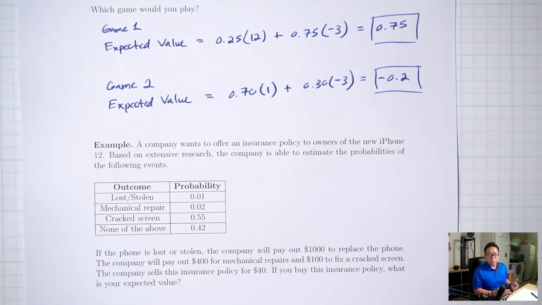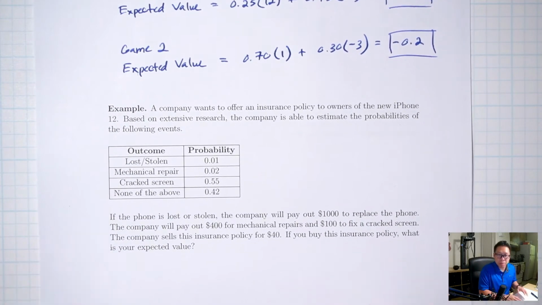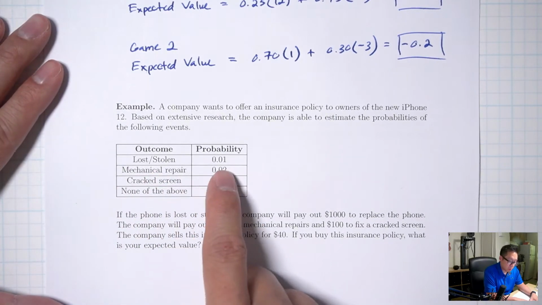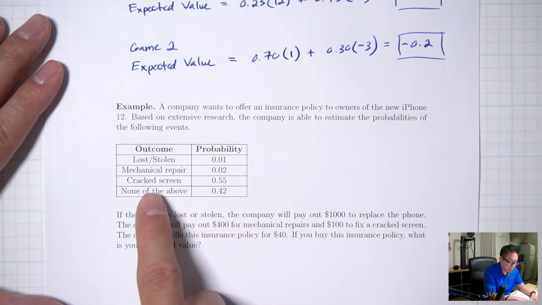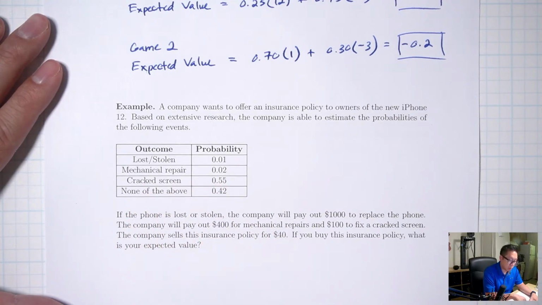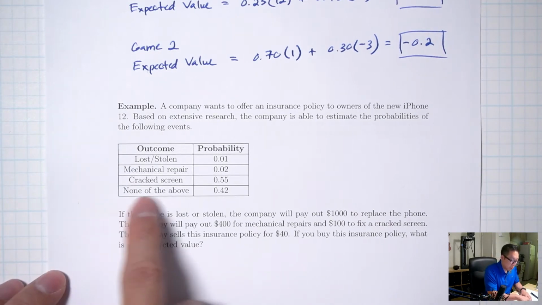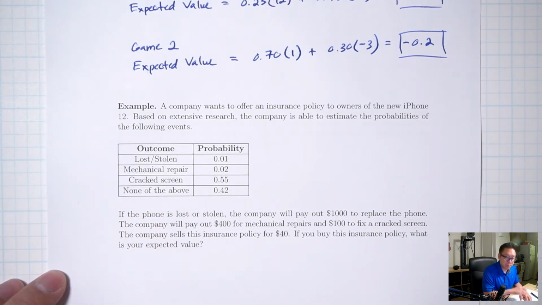So at some point in your life, you probably have to buy insurance or deal with insurance. And that's exactly a game of this type. Here, a company wants to offer an insurance policy to owners of the new iPhone 12. Based on extensive research, the company is able to estimate the probabilities of the following events. Lost or stolen phone, 0.01; mechanical repair, 0.02; cracked screen, 0.55; none of the above, 0.42. So if you're super careful with your phone, you're probably in the none of the above category.